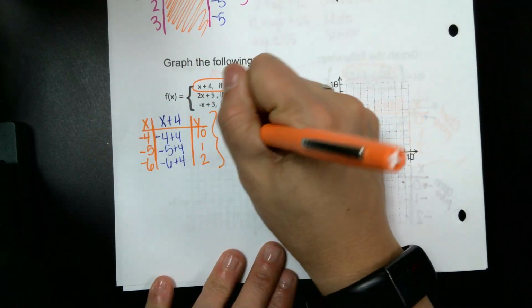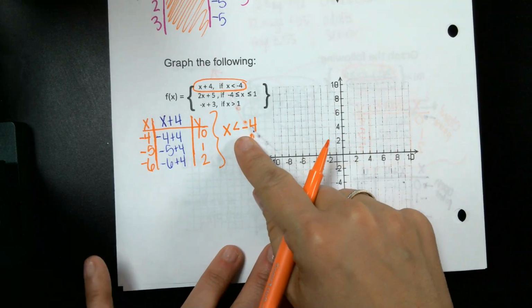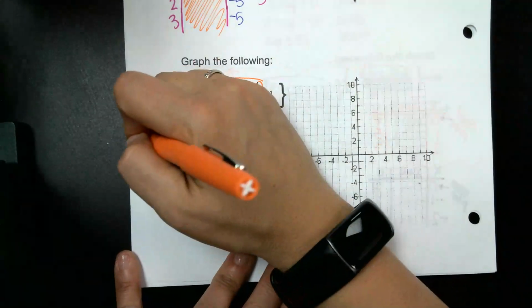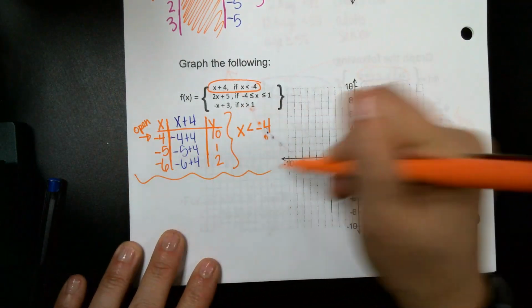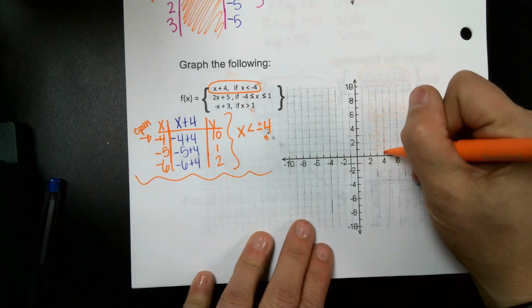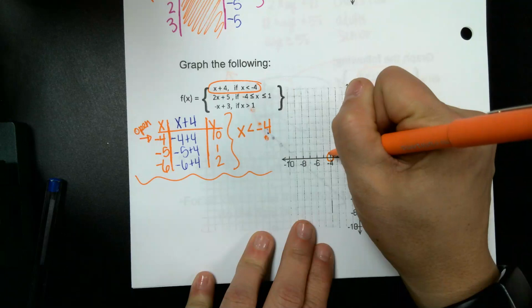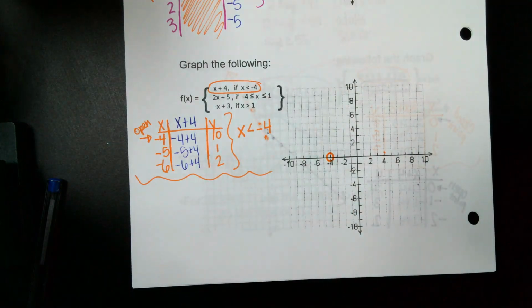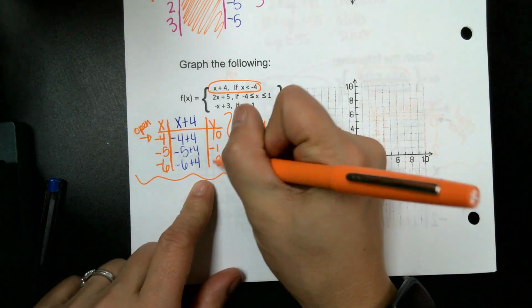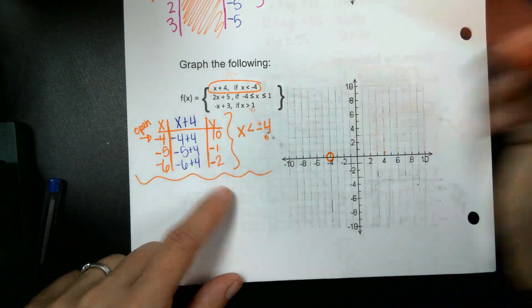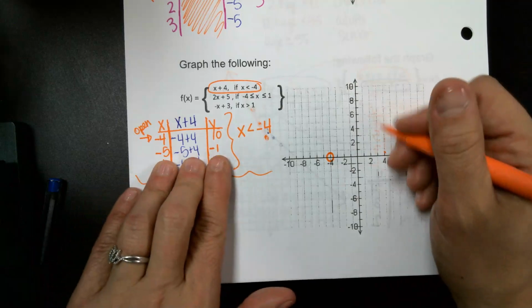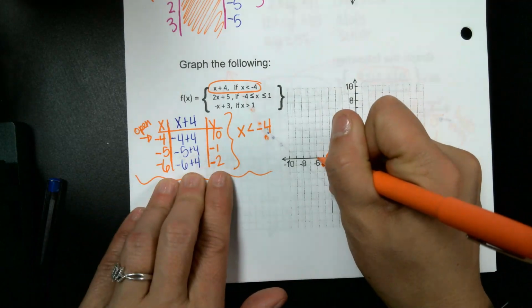Now remember, look up here. This whole section was for anything less than -4. There is no equal sign, right? No equal sign, which means that point will be open. So the very first point you plot, -4, comma 0, is right here. Open circle at -4, comma 0. Wait, these are negatives. -5 plus 4 is -1, and -6 plus 4 is -2. Okay, so -5, -1, and -6, -2.